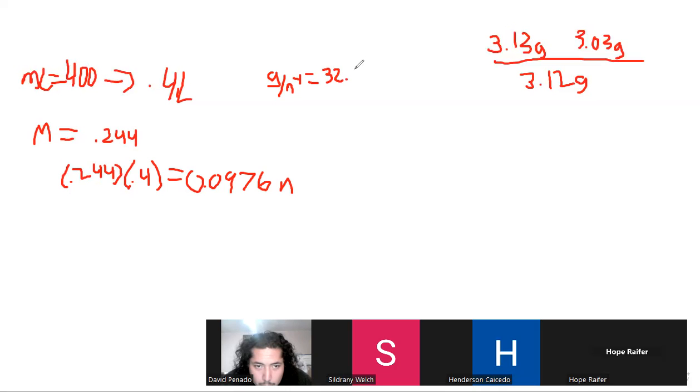32.04186. Okay. So multiply my moles times my molar weight. And I used 3 sig figs and got 3.13.